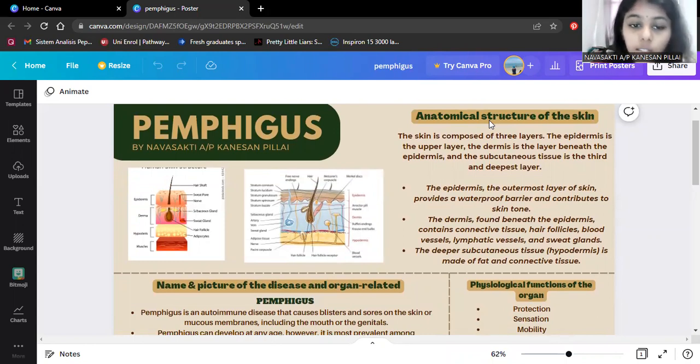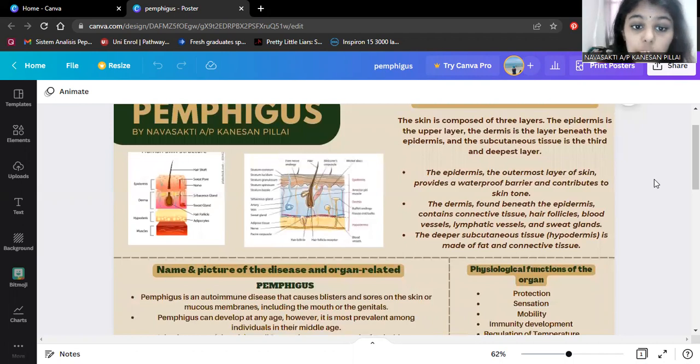The skin is the largest organ in our body. The skin is composed of three layers, which are epidermis, dermis, and subcutaneous tissue. As you can see from the diagram above, the epidermis is the outermost layer of the skin. The dermis is beneath the epidermis, and the subcutaneous tissue, also known as hypodermis, is the layer beneath the dermis, made of fat and connective tissue.